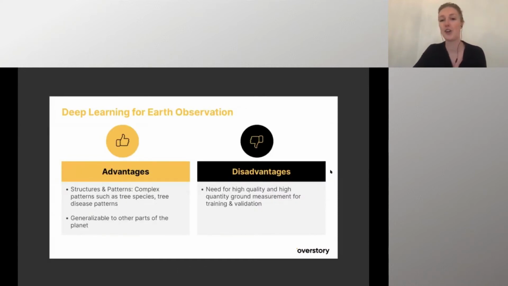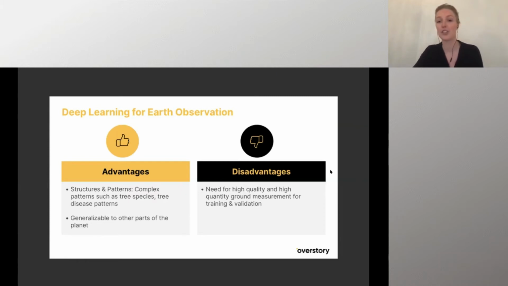But like every technology and every method of analyzing, deep learning also has advantages and disadvantages. So advantages of deep learning for Earth observation are, as I just mentioned, it is possible to understand structures and patterns. So it's possible to extract complex patterns, such as tree species, but also patterns over time, such as disease patterns. Next to that, the models can be very generalizable. So it does not only work for one part of the planet or one part of the country, but it also generalizes. The same model can be applied to different parts of the planet while keeping its performance.